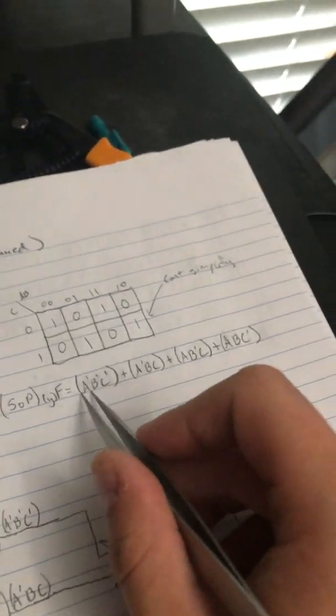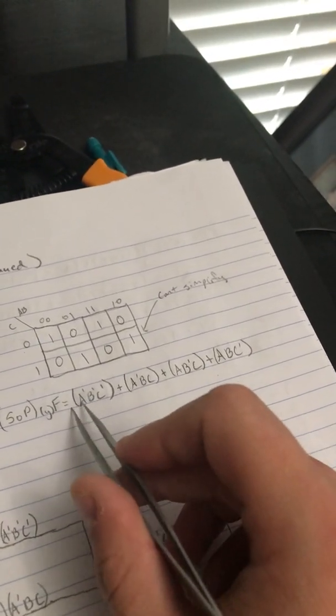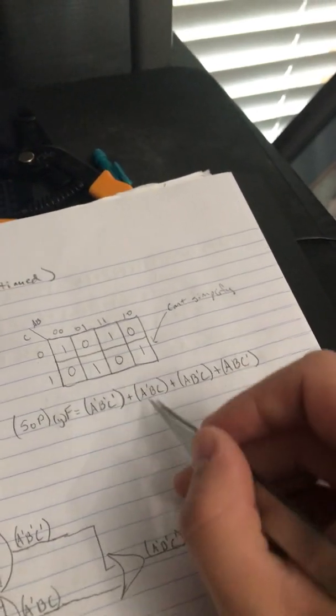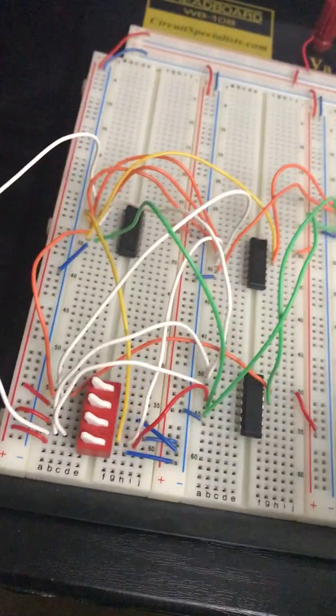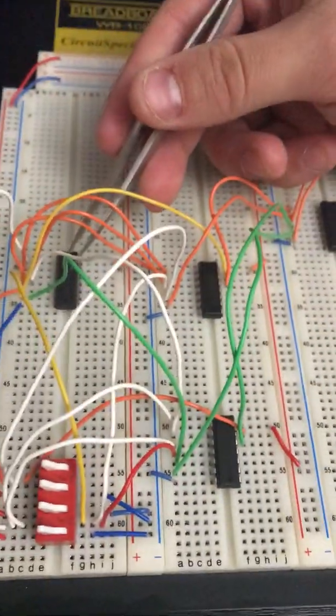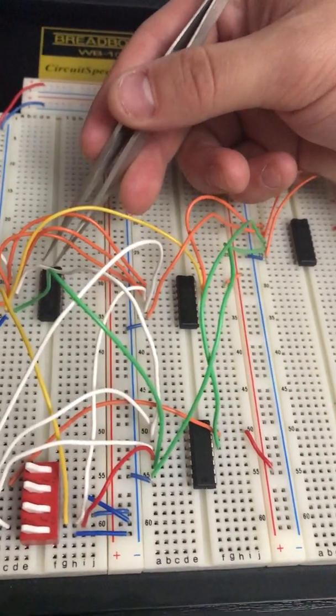Okay. Now this first one, if we look at the sum of product equation, it's A naught, B naught, C naught, or A naught and B and C, or A and B naught and C, or A and B and C naught. Okay, that was a mouthful. Okay, so I set up this chip right here. This is my inverter. I believe this is the 7404 chip.